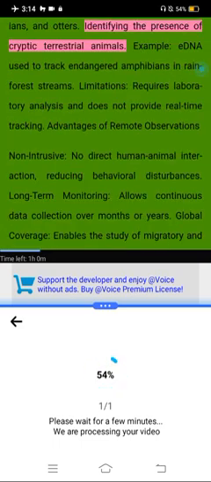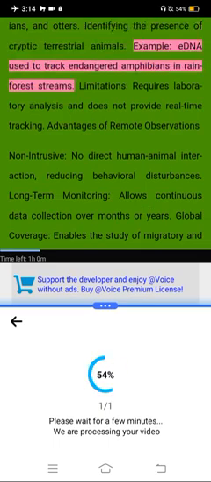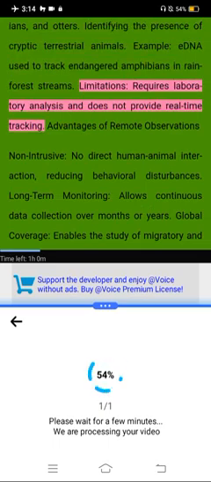Identifying the presence of cryptic terrestrial animals. Example, eDNA used to track endangered amphibians in rainforest streams. Limitations: requires laboratory analysis and does not provide real-time tracking.